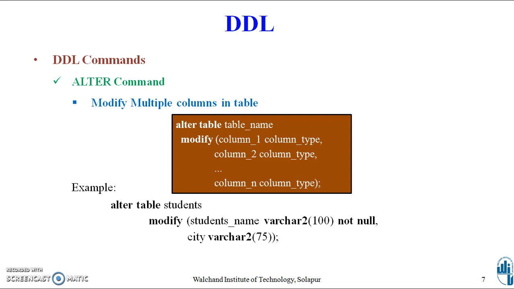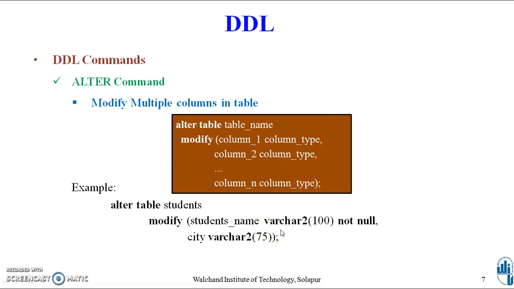To modify multiple columns in an existing table, the alter table syntax is alter table, table name, modify, column 1, column type, column 2, column type, and so on up to column n, column type. Let's look at an example that shows how to modify multiple columns, say student name and city, in the table student using alter table statement. So this is the command.